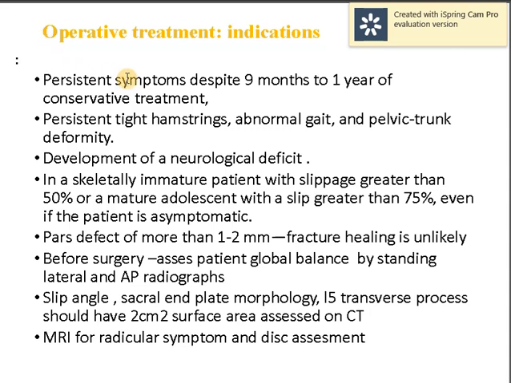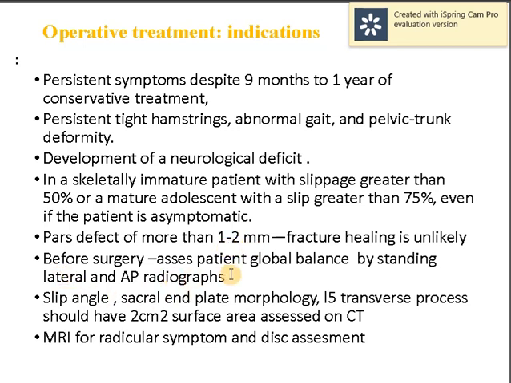The operative treatment indications are persistent symptoms despite 9 months to 1 year of conservative treatment, tight hamstrings, abnormal gait, pelvic trunk deformity, development of a neurological deficit, and in a skeletally immature patient with slippage greater than 50, or a mature adolescent with more than 75, even if the patient is asymptomatic, this is one of the indications. Pars defect of more than 1 to 2 millimeters is another indication.